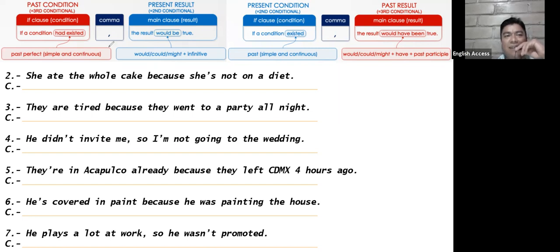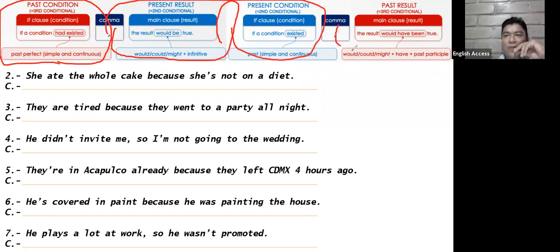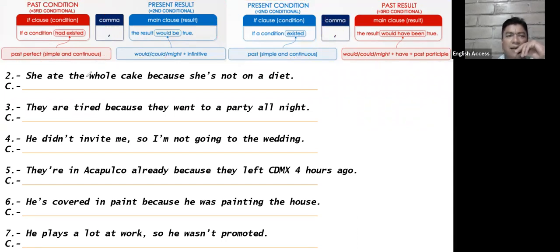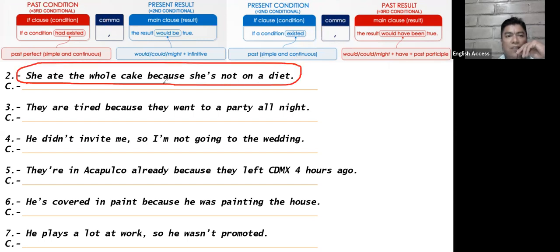There are a lot of structures, right? So maybe you want to think about the context. If you think about the story, and once you have your idea of the story, then you use the grammar to build your sentence. We did this yesterday. So here you go. She ate the whole cake because she's not on a diet. Now, if this was the other way, the result would be different, right?